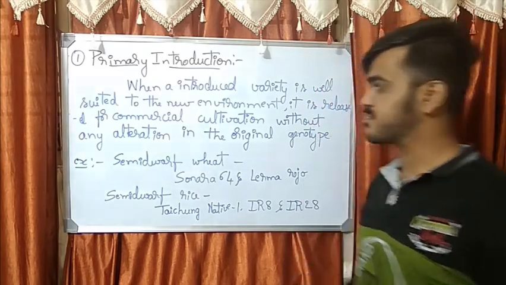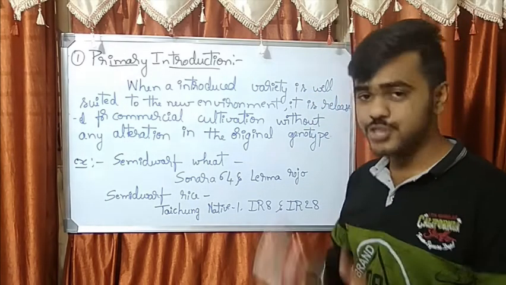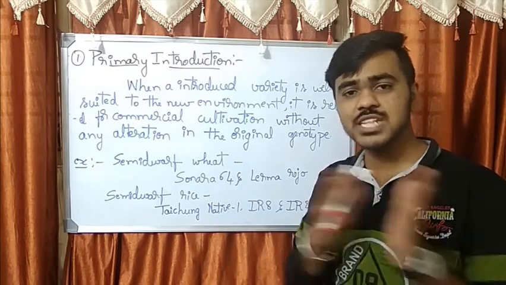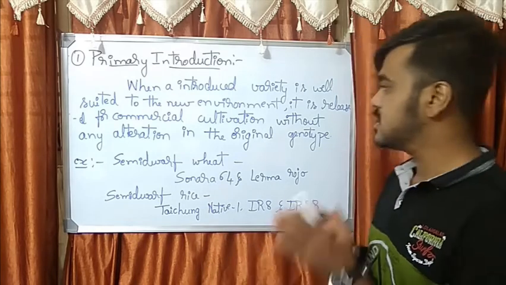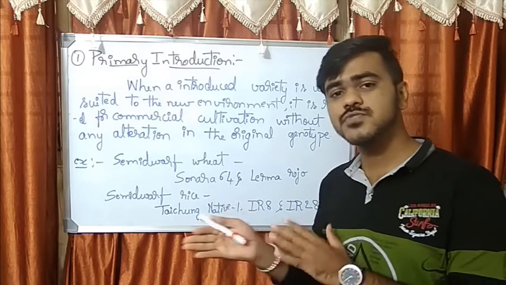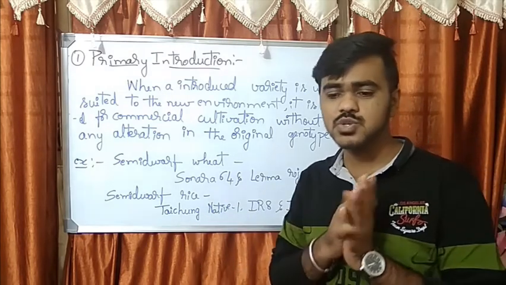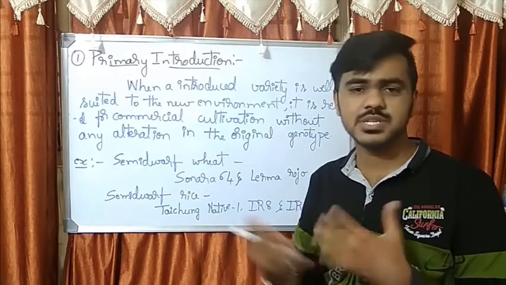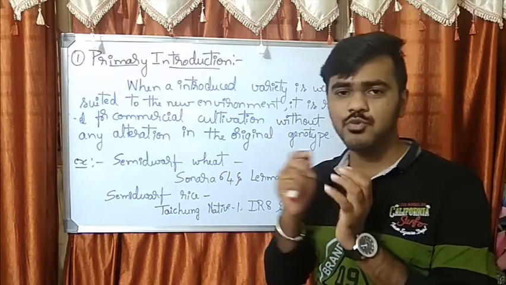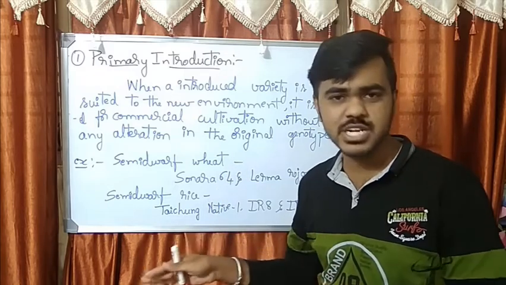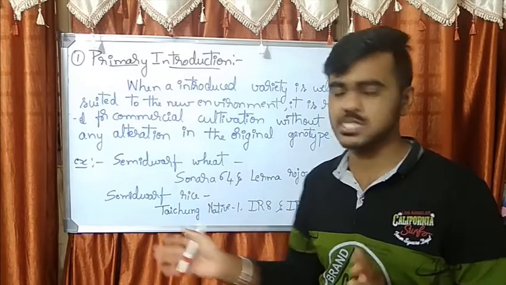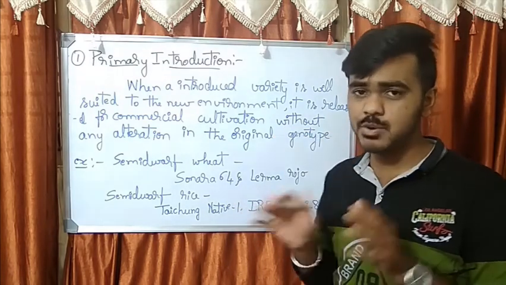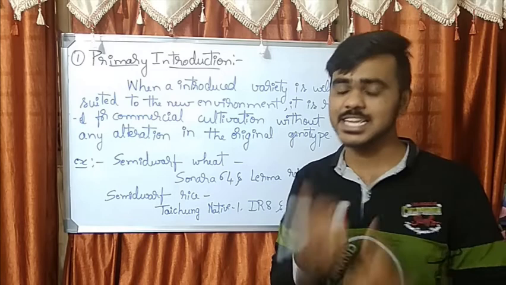Primary introduction: when a plant or a genotype is introduced to a new environment and it is well suited to that environment, and further it can be used for commercial cultivation, meaning there is no further hybridization or combination involved. They just go and plant there, it is well suited to that environment, and they go for commercial release. That is called primary introduction. You will get a proper idea on the primary introduction when I explain the secondary one.